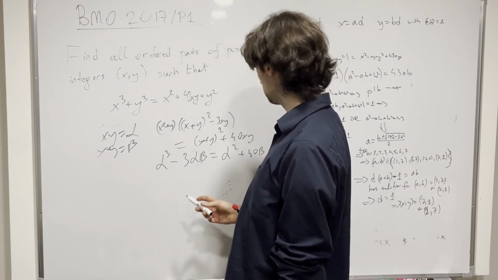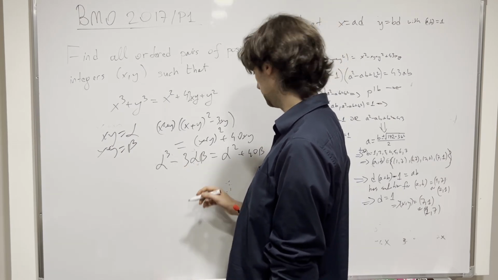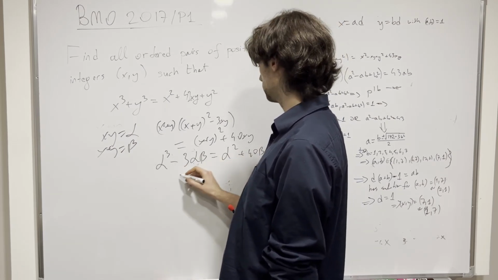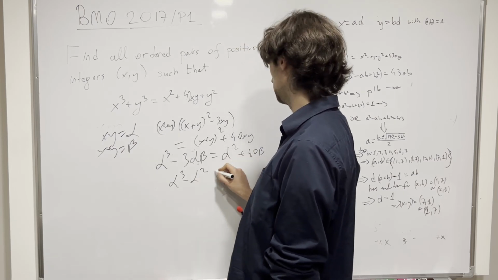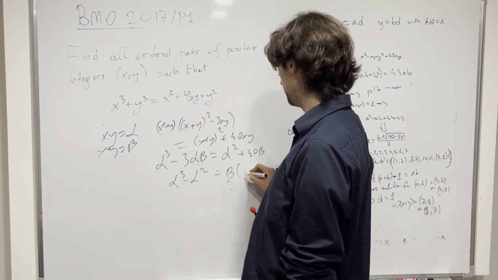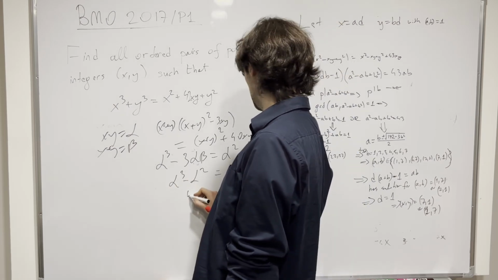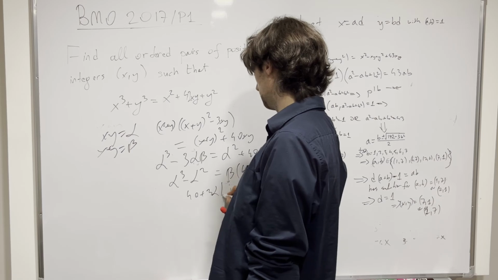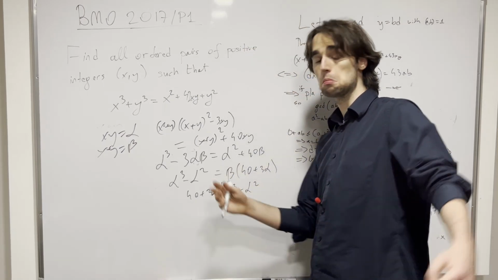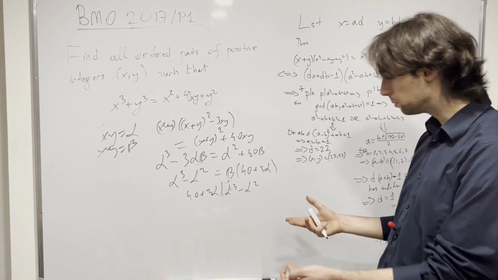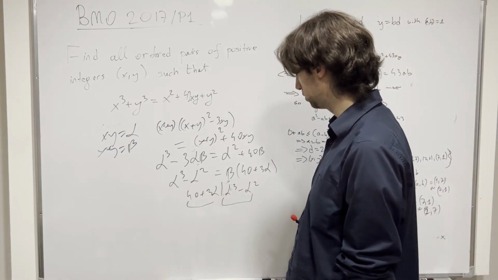And from here, maybe I can look at this as a cubic in alpha, maybe not. Or maybe I can just say what beta is in terms of alpha. I'll have alpha squared minus alpha cubed is equal to beta times 40 plus 3 alpha. And I have 40 plus 3 alpha divides alpha cubed minus alpha squared. Maybe this is cool. Now what happens when we actually bring it down to its lowest terms?